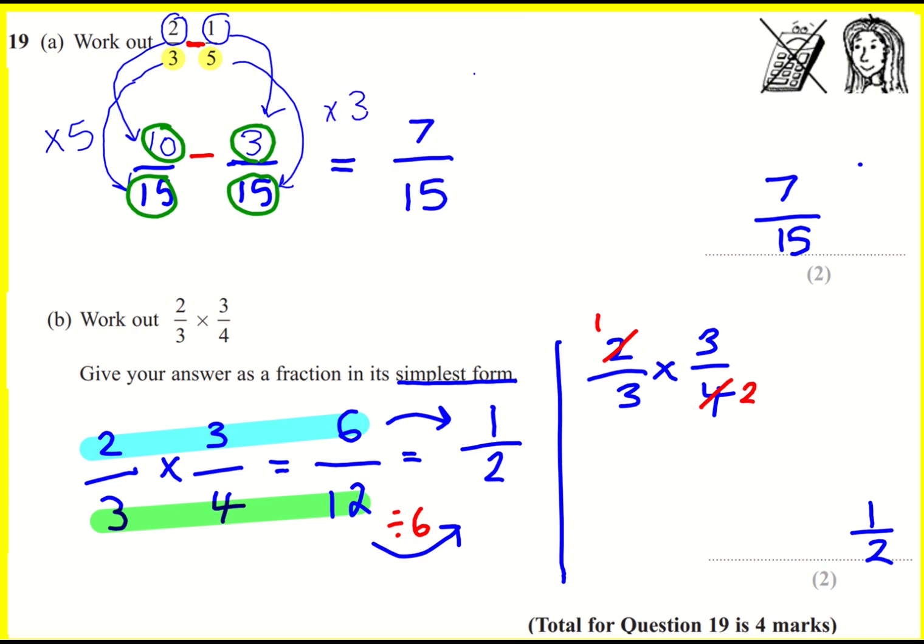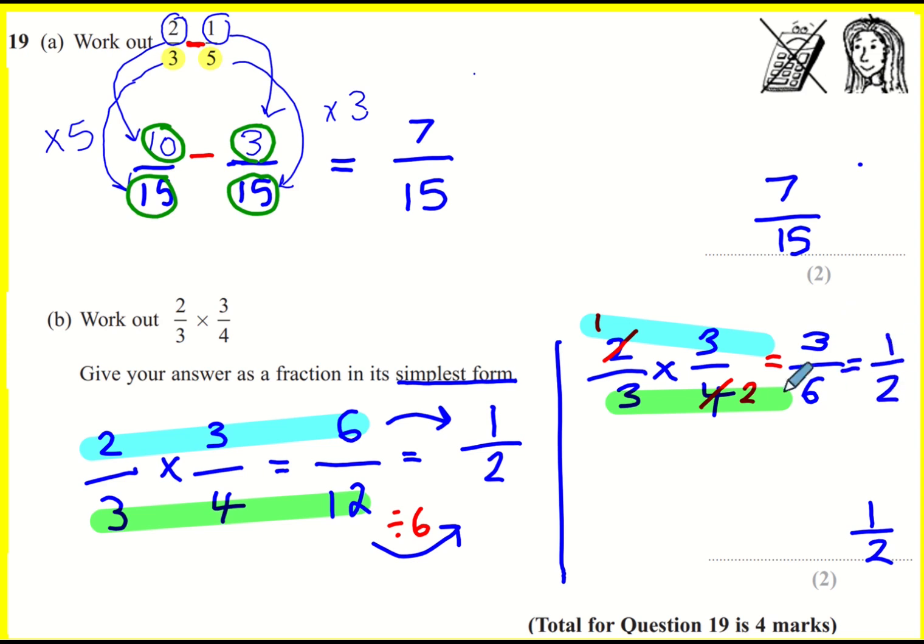So you're multiplying across the top, 1 multiplied by 3, and you're multiplying across the bottom, 3 multiplied by 2, and you can see that actually that gives us a more simplified version, but not fully simplified. So 1 multiplied by 3 gives you 3, and 3 multiplied by 2 gives you 6. And then you can break it down to a half.